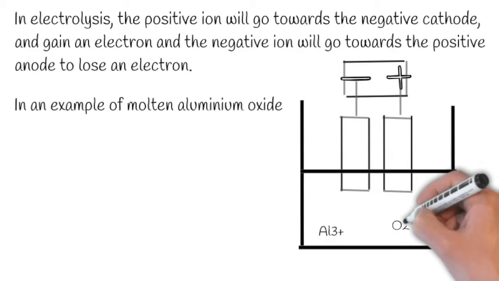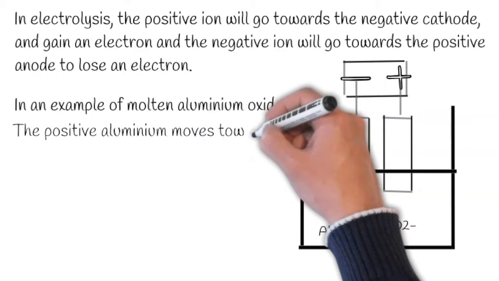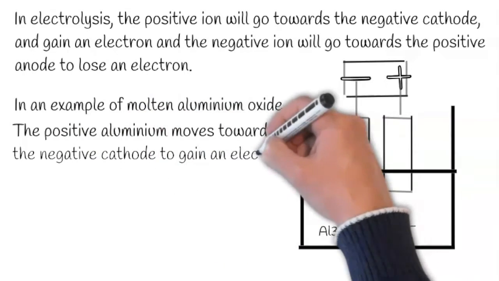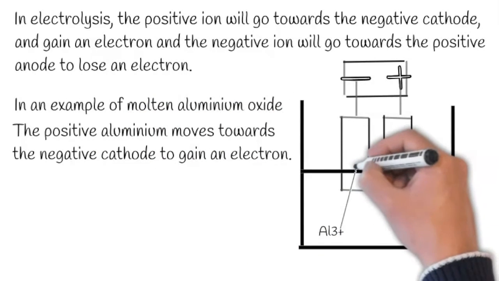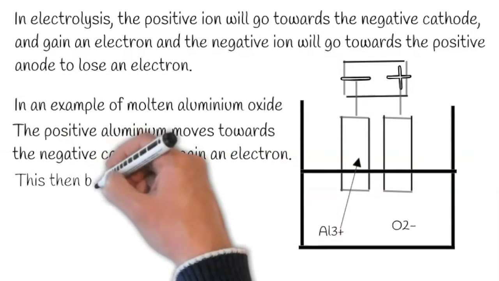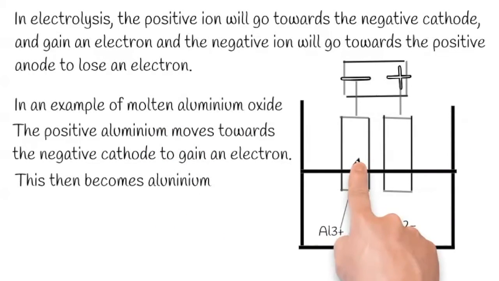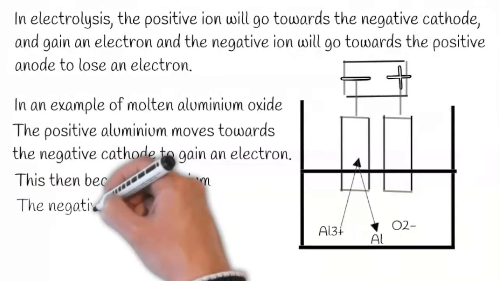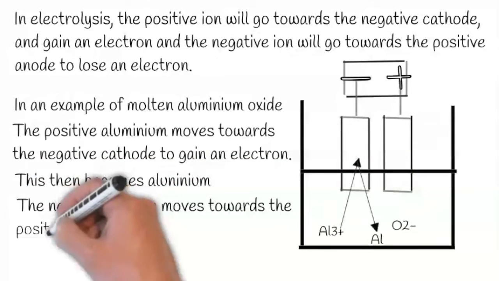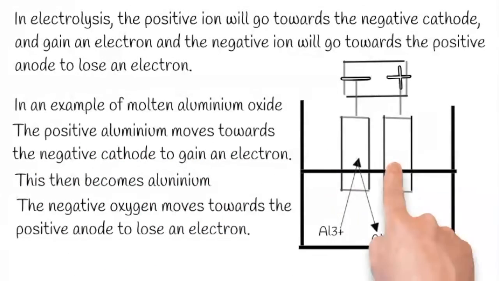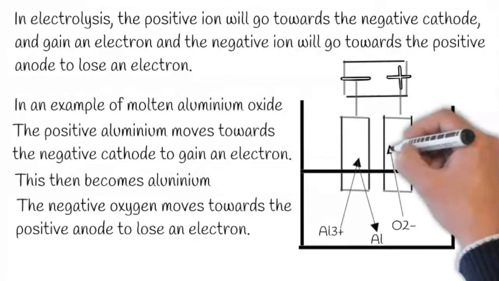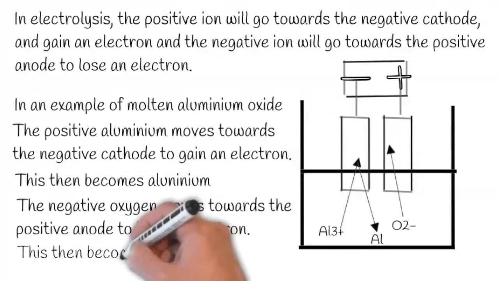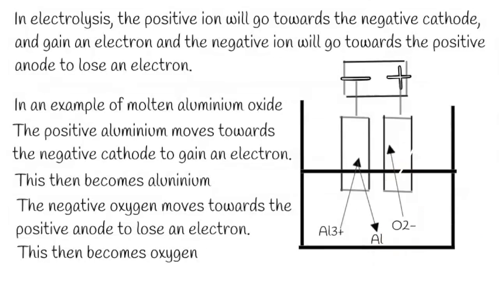In an example of molten aluminium oxide, the positive aluminium moves toward the negative cathode to gain an electron. This then becomes aluminium. The negative oxygen moves towards the positive anode to lose an electron. This then becomes oxygen.